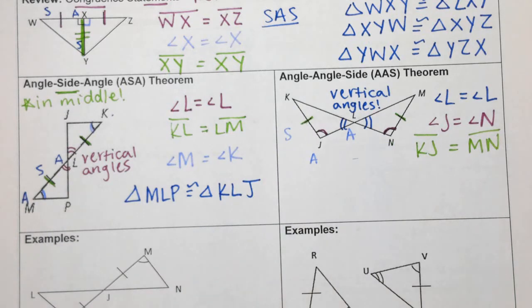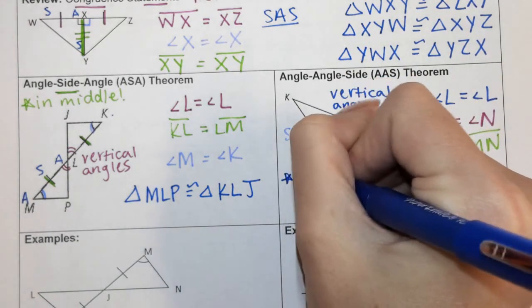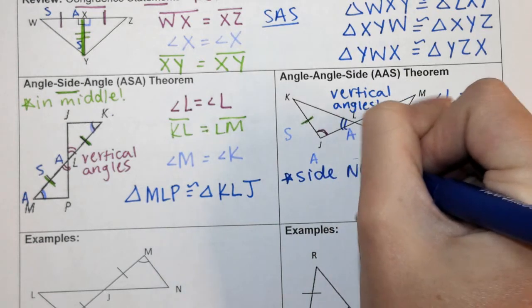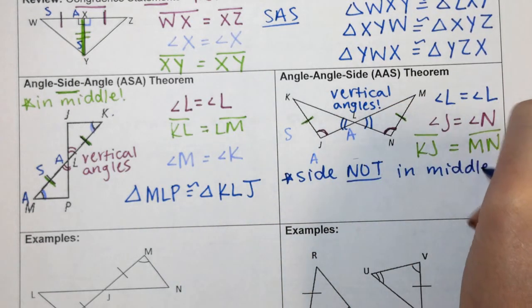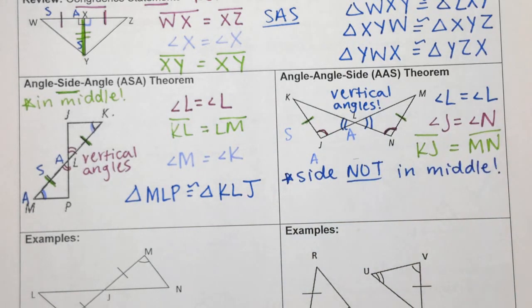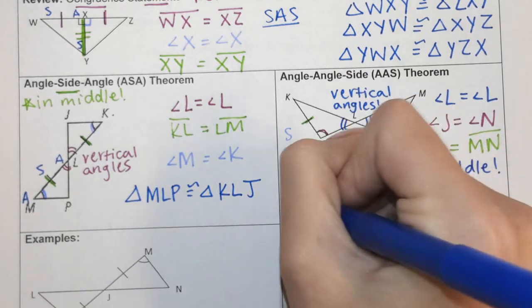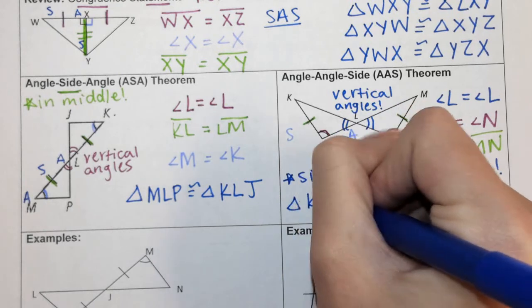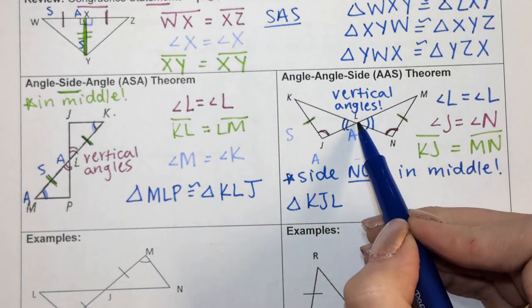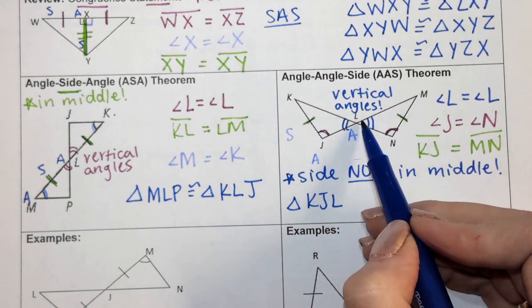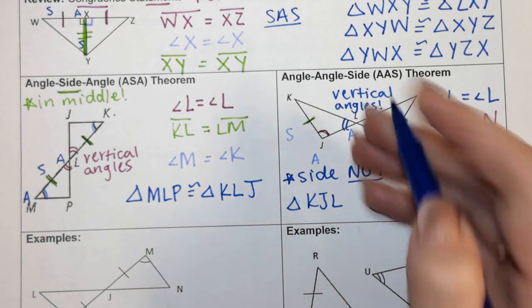So to finish that up, let's remember that the side is not in the middle. And let's write our congruent statement. So triangle KJL, KJL. I need to go in the same order, so I'm going to start at M and L.